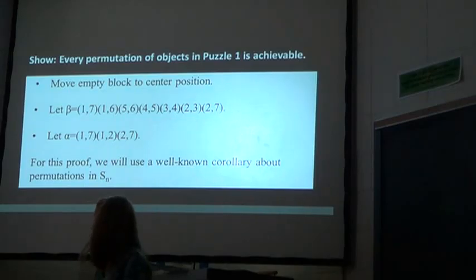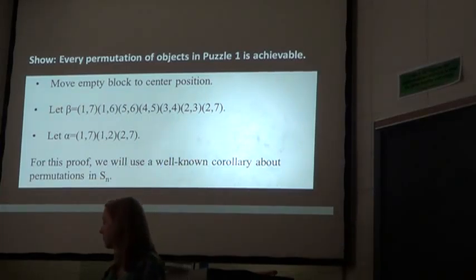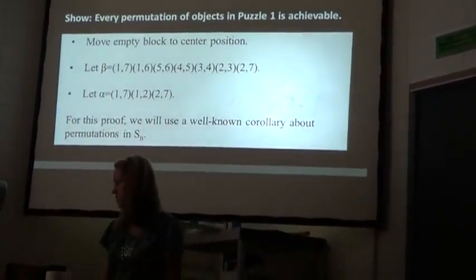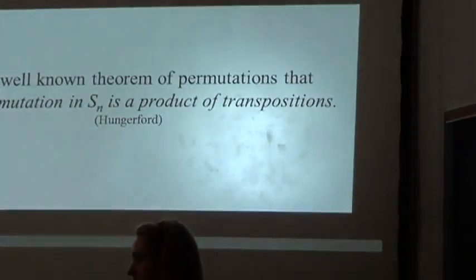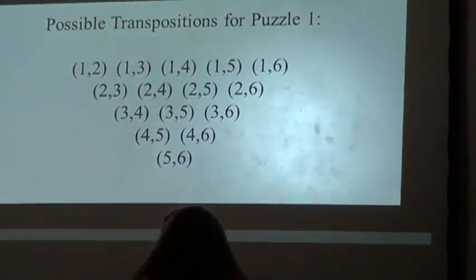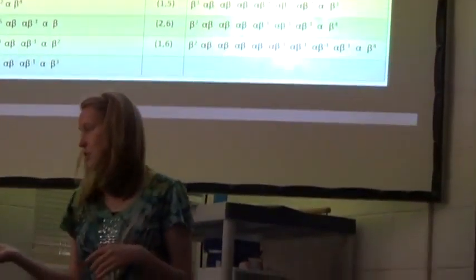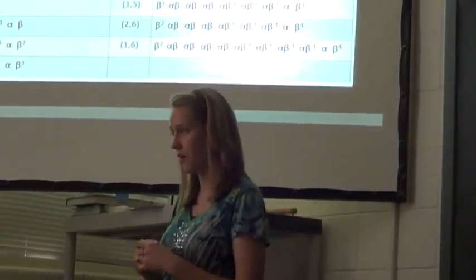You just need to make sure first that the empty block is in the center position. Let beta equal this up here, and alpha equal this, which is just the clockwise rotation of elements and the switching of elements in positions 1 and 2. And we're going to use this theorem that says every permutation is a product of transpositions. So we're going to look at all the possible transpositions in puzzle 1, which is right here. And this is using alpha and beta to show that every transposition in puzzle 1 is possible.